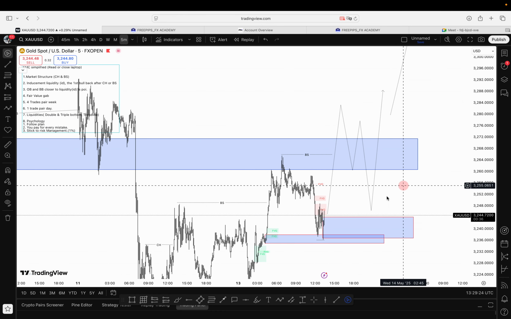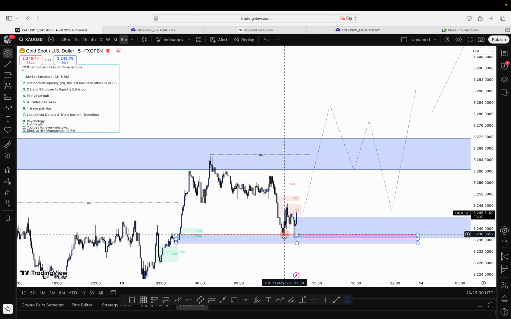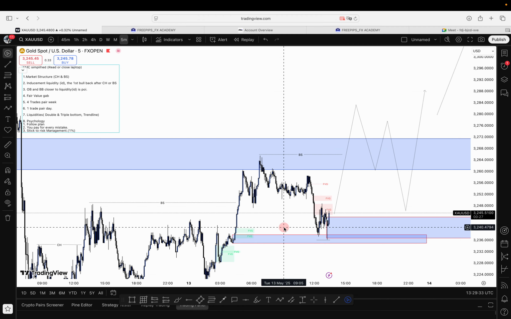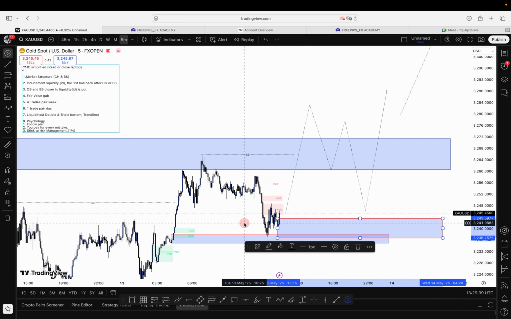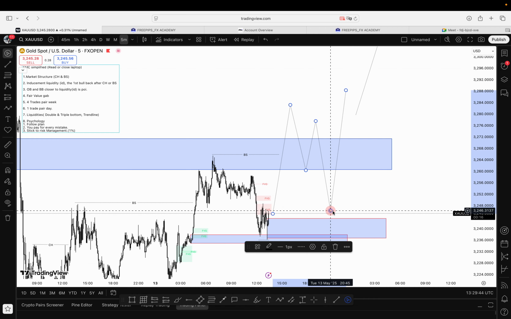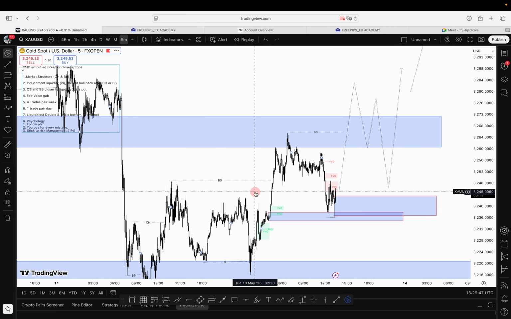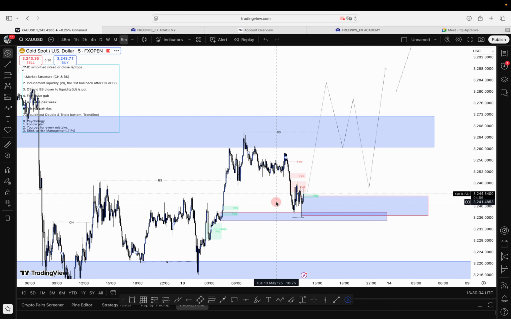So here, I wouldn't be interested in buying. If I'll buy, it will be because of the equal lows it has formed here. But at times, equal lows can be broken. If I will buy, this is what I'll be waiting for: break of structure, another break of structure, and then inducement, and then retest. They call it retest or what? Order block mitigation.